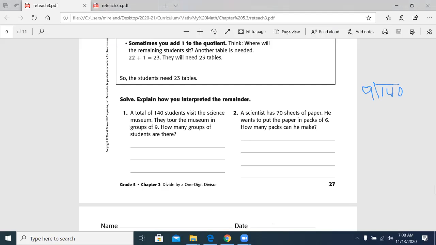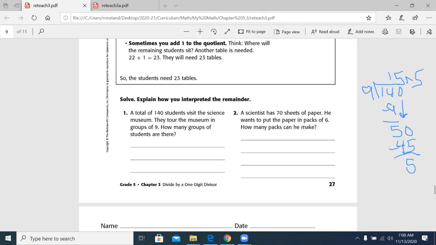Will 9 go into 1? Nope. So we go into 14. And it'll go in 1 time. Subtract, I get a 5. 5 is less than 9. I bring down, I get a 50. 9 will go into 50 5 times because I remember that 9 times 5 is 45. I subtract, I get a 5. I have 15, remainder 5.